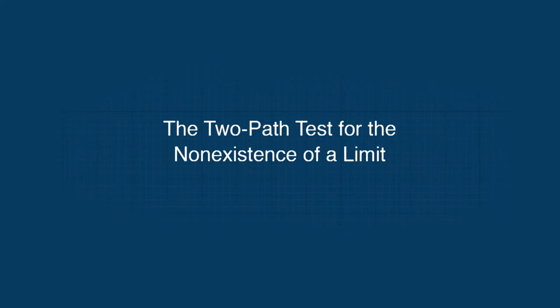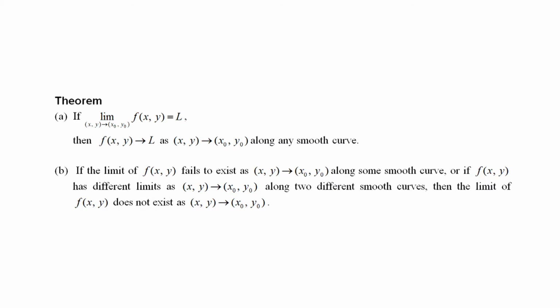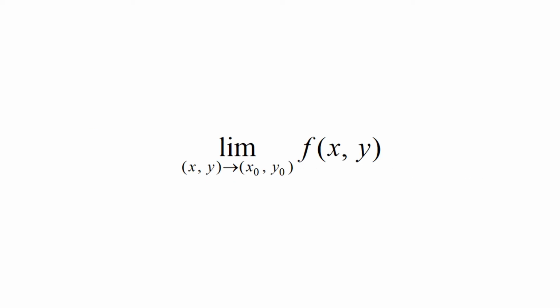The two-path test for the non-existence of a limit. In view of the above theorem, if a function f of x y has different limits along two different paths as (x, y) approaches (x naught, y naught), then the limit as (x, y) approaches (x naught, y naught) of f of x y does not exist.